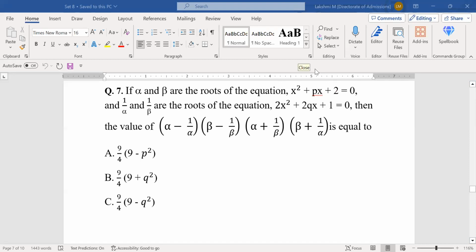I got 9 by 4 into (9 minus p square). Okay. And another answer is 9 by 4 into (9 minus q square). And I would give you one more example. The same type of question comes in examination with different values also. It's like alpha minus 1 by beta, beta minus 1 by alpha. Those type changes also come in this question. Okay. Most of them have opted for A. Okay. We'll just wait for 1 or 2 minutes and then we'll check.